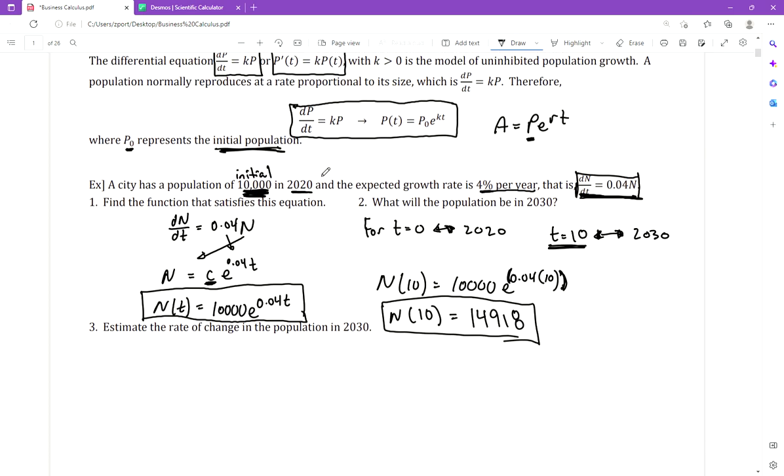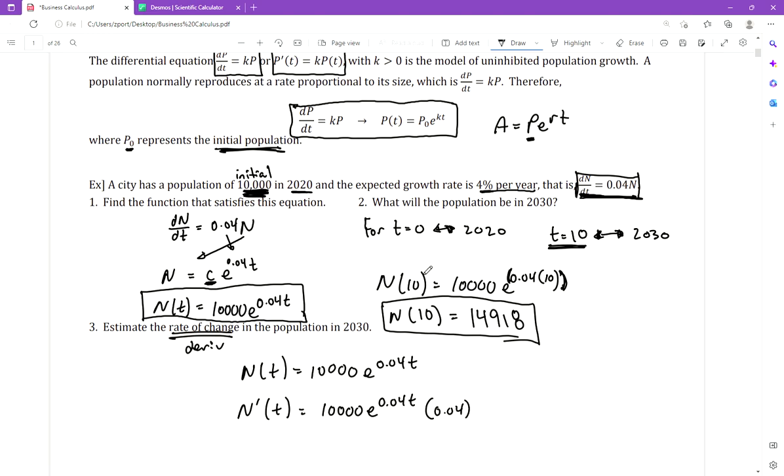Okay, so let's see this next one, 3. It says estimate the rate of change in the population in 2030. All right, so rate of change, that's back to saying, hey, do a derivative. So we're going to take our function that we found from step 1, N of t equals 10,000 e to the 0.04t, and then we're going to do its derivative. So N prime of t is, again, the exponential function's derivative is itself, so 10,000 e to the 0.04t times the derivative of the power, which would be 0.04.